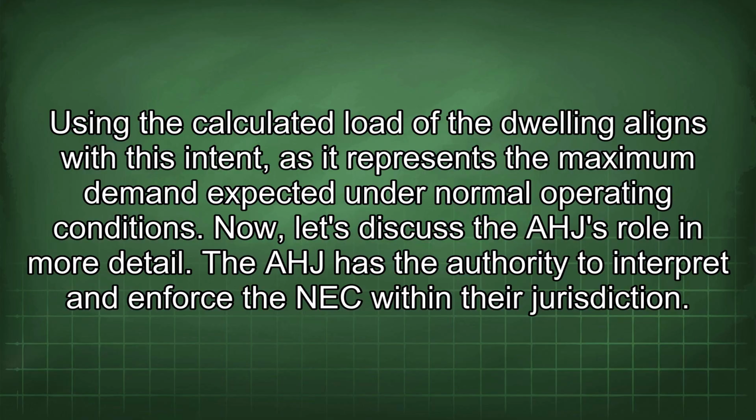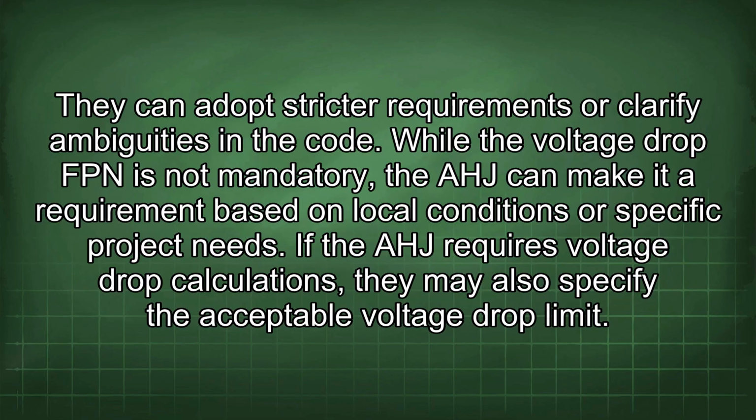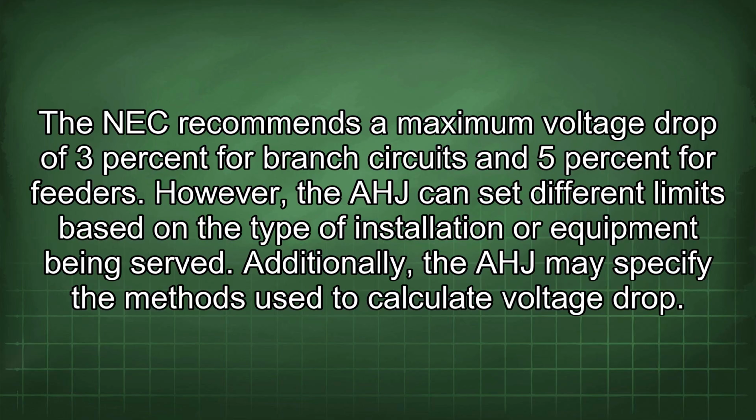The AHJ has the authority to interpret and enforce the NEC within their jurisdiction. They can adopt stricter requirements or clarify ambiguities in the code. While the voltage drop FPN is not mandatory, the AHJ can make it a requirement based on local conditions or specific project needs. If the AHJ requires voltage drop calculations, they may also specify the acceptable voltage drop limit. The NEC recommends a maximum voltage drop of 3% for branch circuits and 5% for feeders. However, the AHJ can set different limits based on the type of installation or equipment being served.